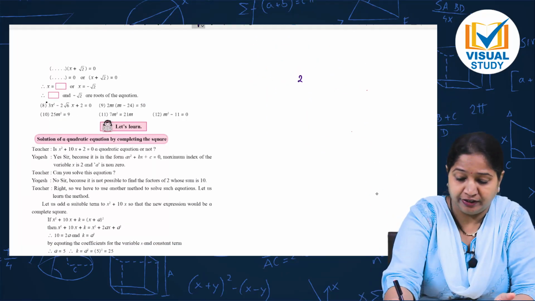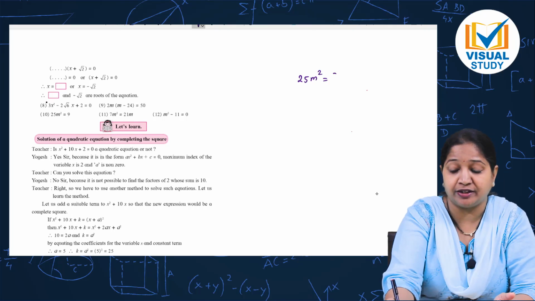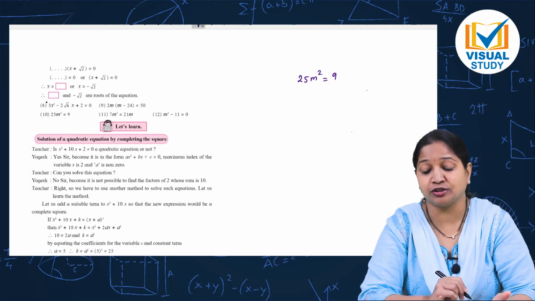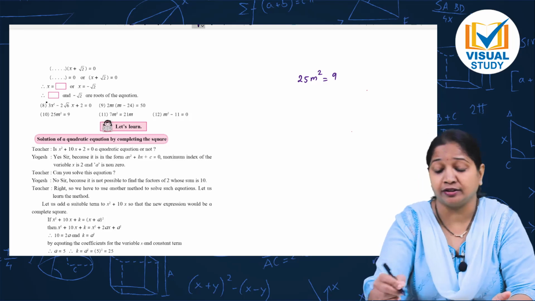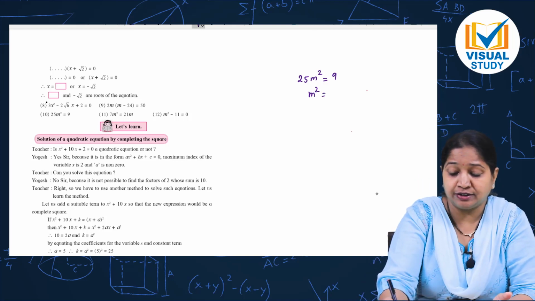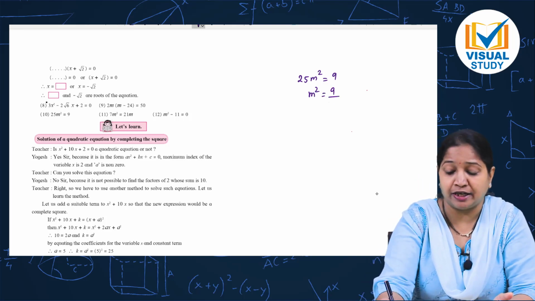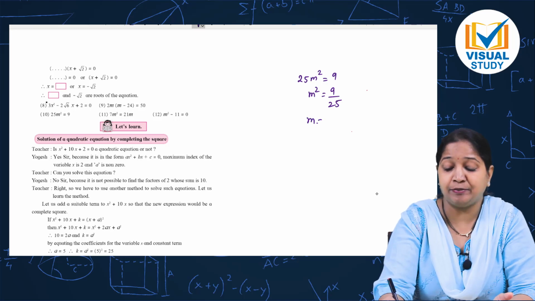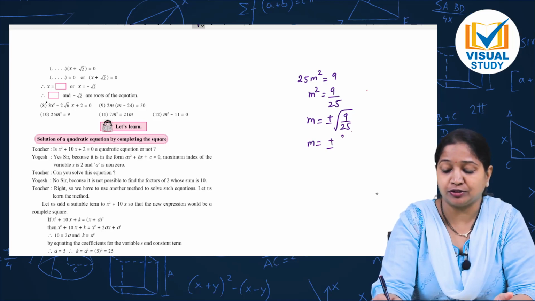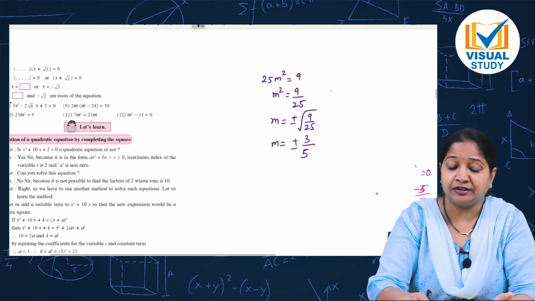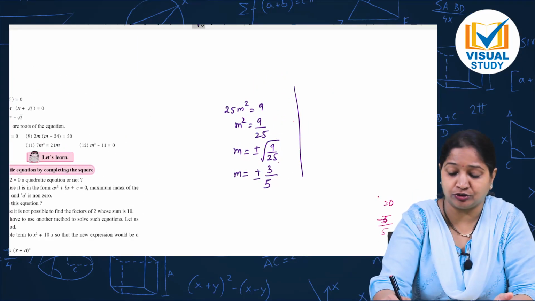Now 25 m square equal to 9. There is one more sum, 25 m square equal to 9. I'll do this by this method. m square equal to 9 upon 25. m is equal to plus or minus under root 9 upon 25, and m is equal to plus or minus 3 upon 5. Otherwise you can do it by the other method also.